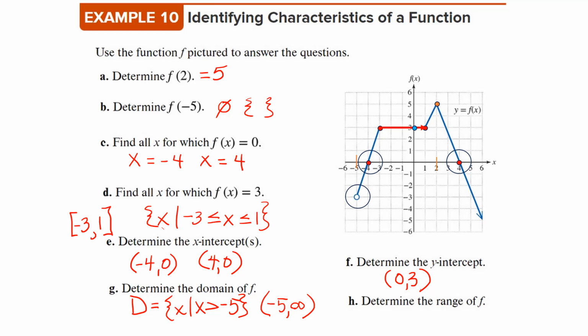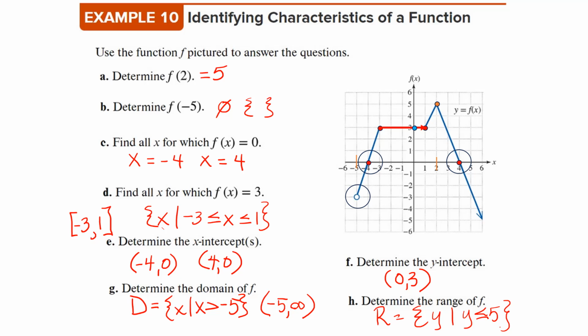And then determine the range. So the range is what y values have an x value on this function. And so if you start at the very bottom, it goes down, down, down forever. So there is no limit on how negative y can be, but y never gets higher than 5 on this graph. So the range is going to be the set of all y such that y is less than or equal to 5.